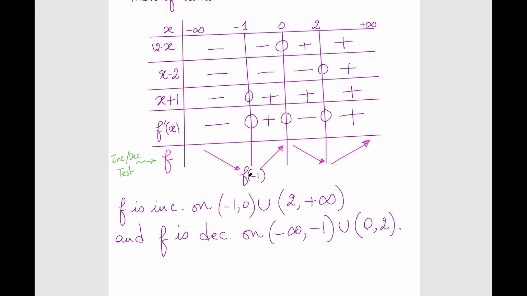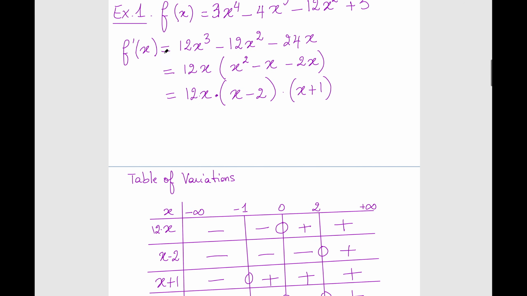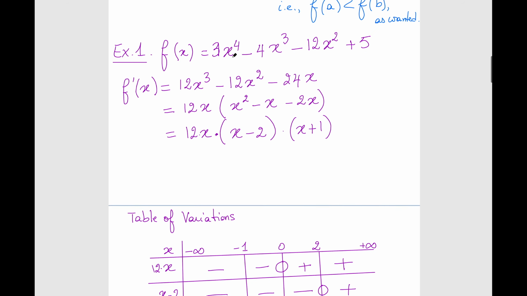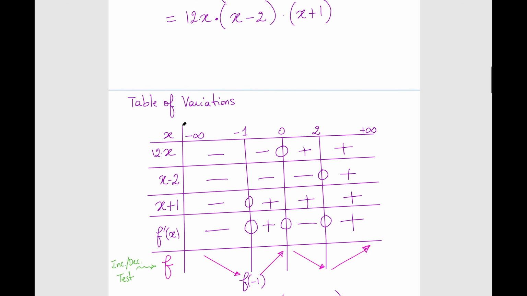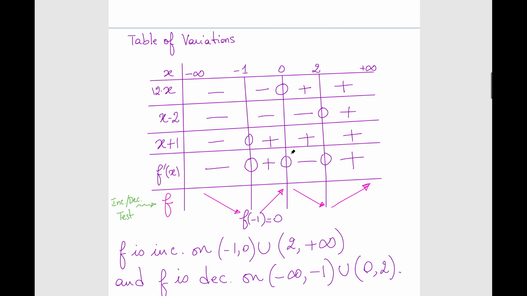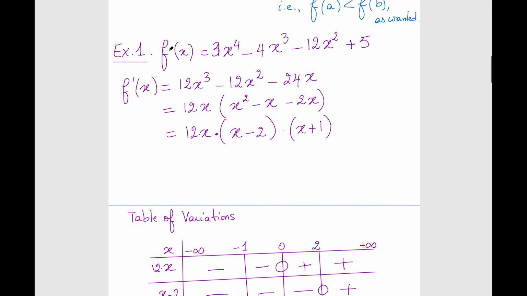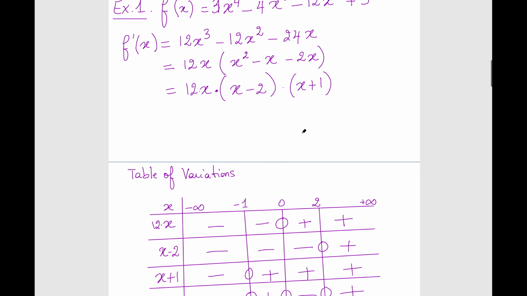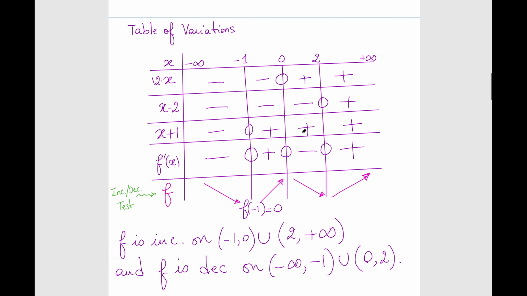Just replace x by -1 in the function and find what f of -1 is. And when you do so, you should get a 0. And for this other number, at 0, the function is reaching a local maximum, and at 0 the function's value is 5. So the function's value is 5 at 0.